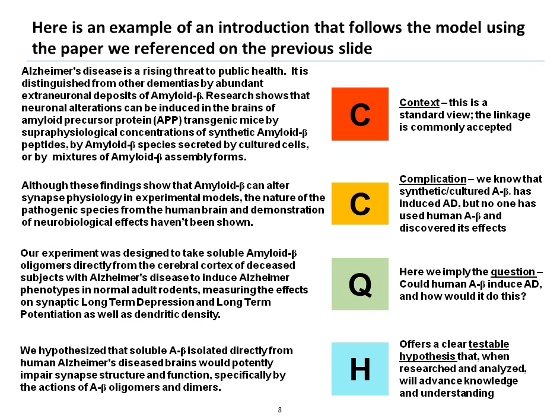And then we have our hypothesis. We hypothesize that soluble A-beta isolated directly from human Alzheimer's diseased brains would potently impair synapse structure and function, specifically by the actions of A-beta oligomers and dimers. So we offer here a clear, testable hypothesis that when we research and analyze it will advance knowledge and understanding.